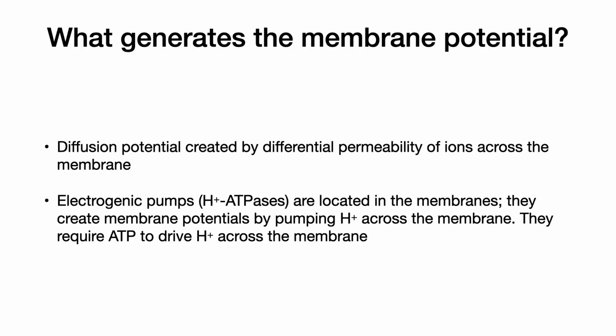As the positively charged protons are being pumped out of the cell, it is removing positive charges from the inside, making it more electronegative, and making the external side more positive, and increasing the proton gradient from the outside towards the inside. They require ATP to drive these protons across the membrane against their electrochemical potential gradient, as we can see here.